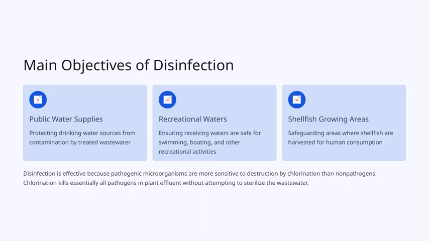Then, we have shellfish growing areas. These are critical because shellfish are harvested for human consumption, and maintaining their safety involves safeguarding the areas where they grow from contamination. One key point to remember is that disinfection, particularly chlorination, is highly effective because pathogenic microorganisms, those that cause disease, are much more sensitive to chlorination than non-pathogenic ones. Essentially, chlorination can kill almost all pathogens in wastewater without the need to sterilize the entire effluent completely. This targeted approach makes disinfection both efficient and practical in protecting public health and ecosystems.